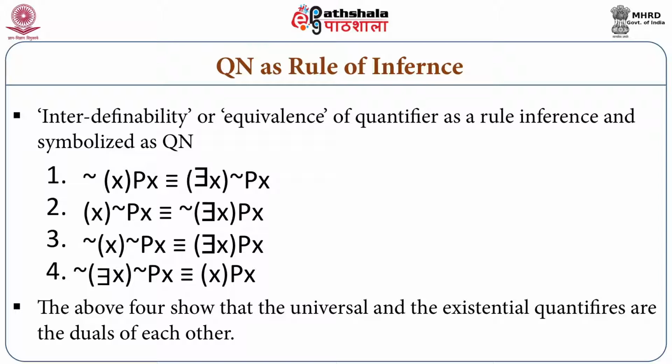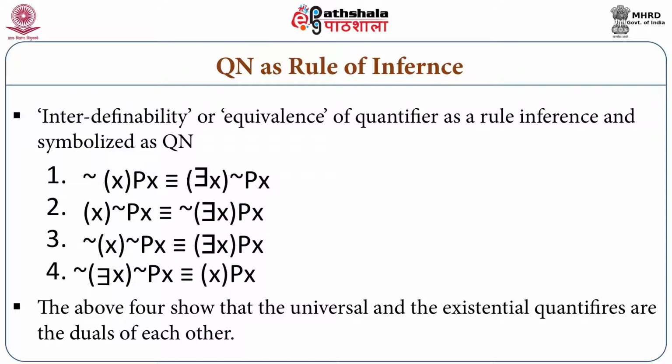1. It is not the case that for all x, x is P is equivalent to there is an x such that x P is not the case. 2. For all x, it is not the case that x is P is equivalent to it is not the case that there is an x such that x is P. 3. It is not the case that for all x, x P is not the case is logically equivalent to there is an x such that x P. 4. It is not the case that there is an x such that x P is not the case is equivalent to for all x, x is P.